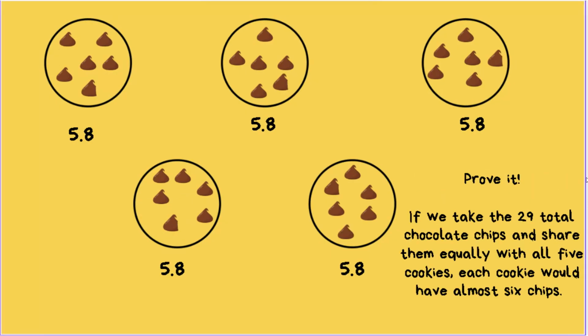We can prove that by taking the 29 total chocolate chips and sharing them evenly between the 5 cookies. If we were to do that, each cookie would have 5.8 chips, or almost 6 chips.